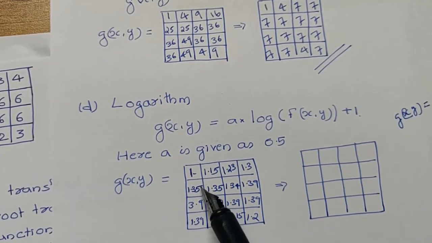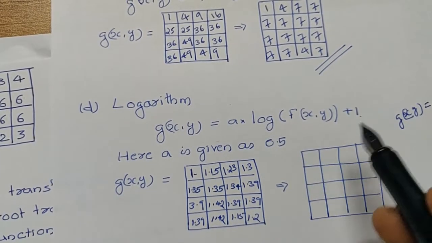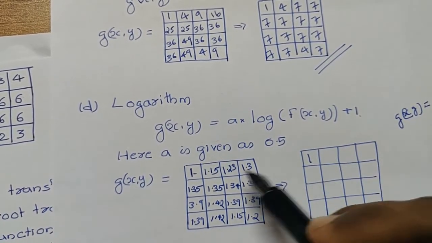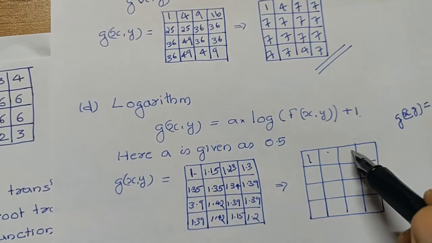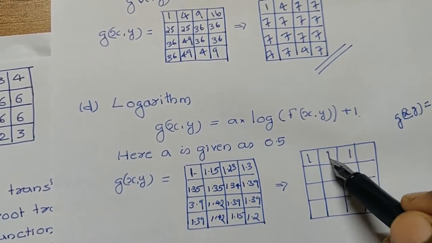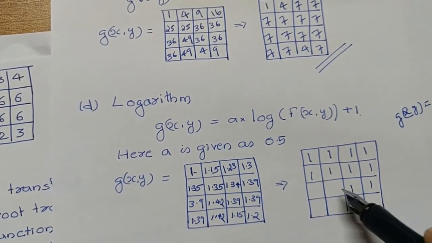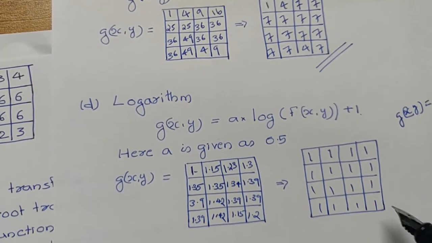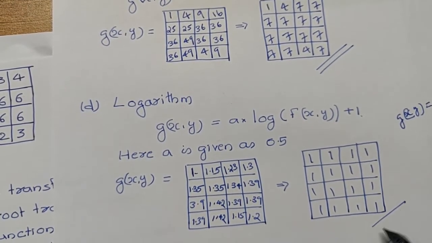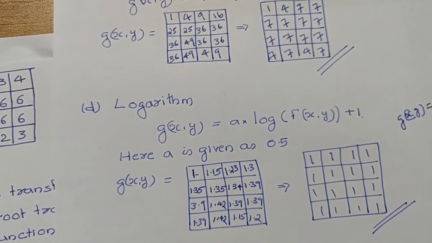Now the whole value can be rounded to 1. 1.23 can be rounded to 1. 1.15 can be rounded to 1. Similarly, we can say that all the values are 1. Okay, this is the final result after the logarithmic transformation.